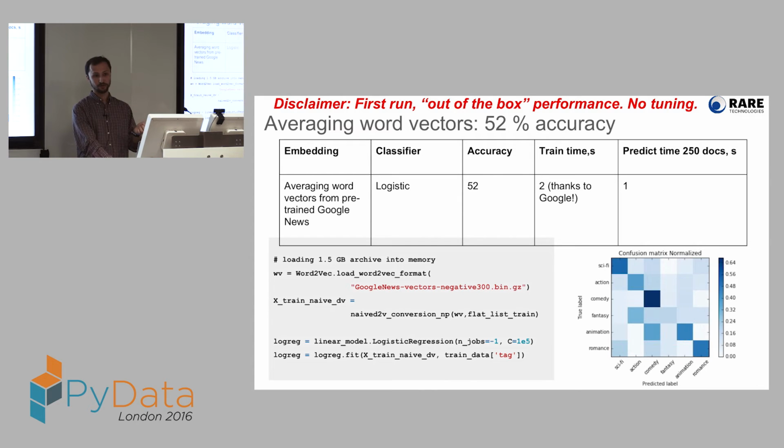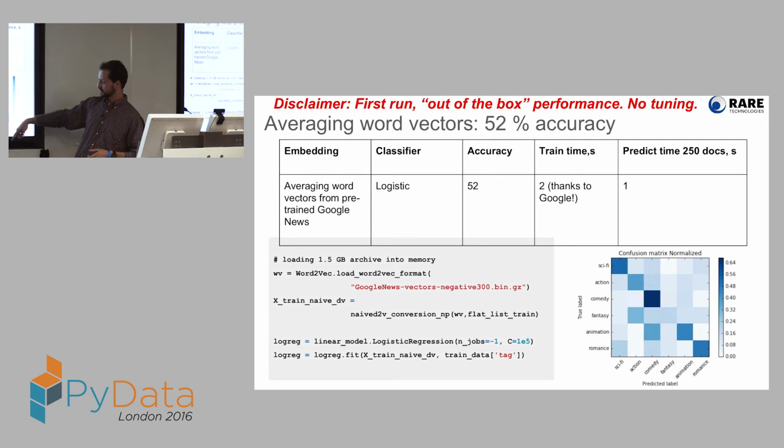The training time is 2 because I load Google's model. You can see this is just Gensim code for loading the Word2Vec format, GoogleNews-vectors-negative300.bin.gz. It just means there are 300 dimensions. You download this 1.5 gig file from Google, and you can just load it and play with it. Then I average the vectors and train sklearn logistic regression on it.